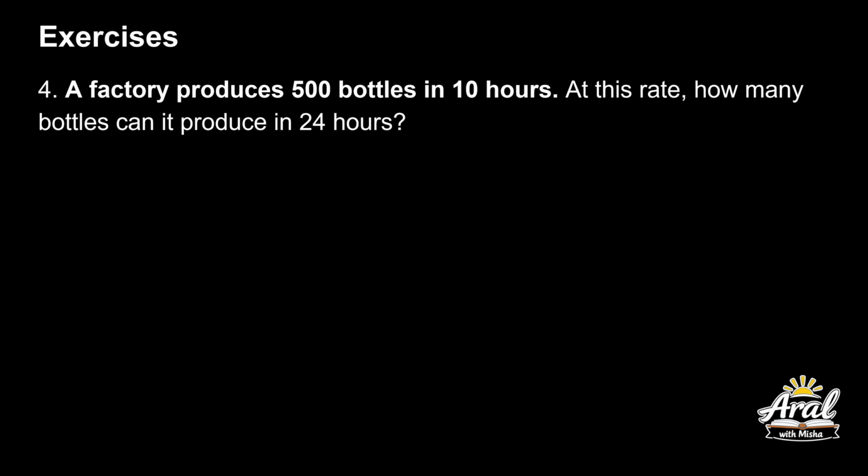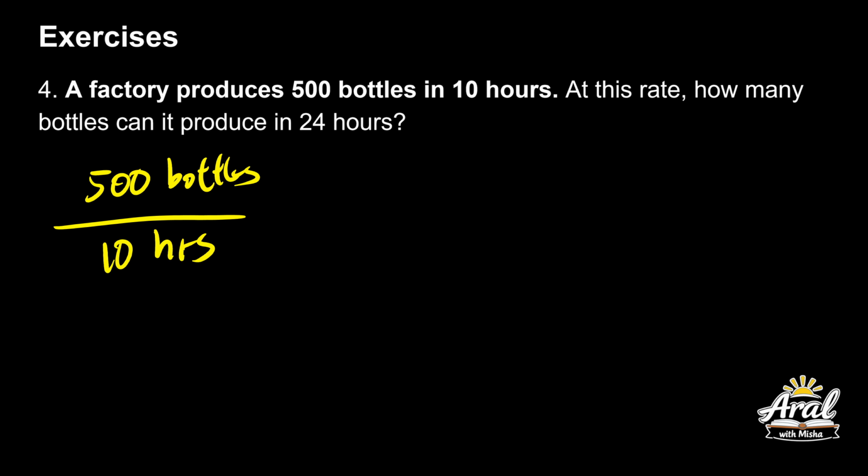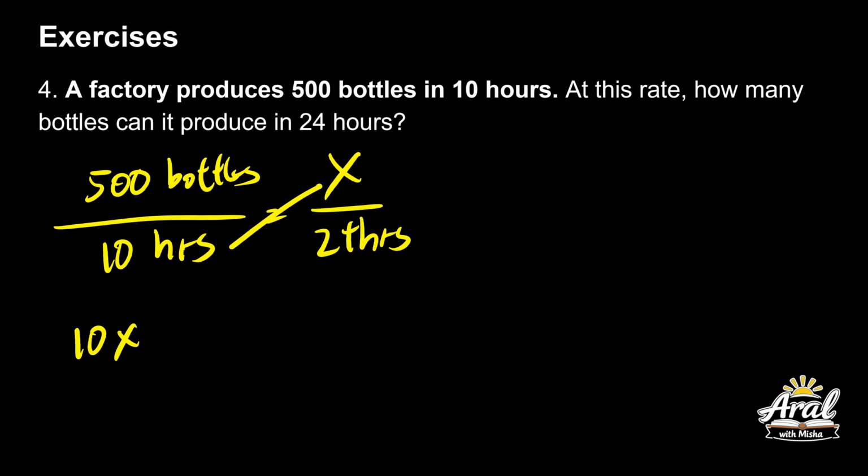A factory produces 500 bottles in 10 hours. Okay, 500 bottles in 10 hours. At this rate, how many bottles can it produce in 24 hours? 24 hours, ito x. So, okay, multiply. Crisscross method lang yan. 10x is equals to 24 times 500. That's 12,000. X is equals to, i-divide mo lang yan dito. So, that's 1,200 bottles.